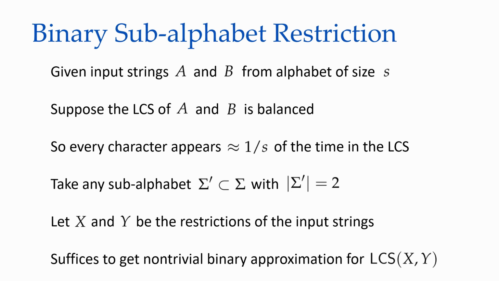Because the LCS is balanced, a better than half approximation for the LCS of x and y will recover a better than 1 over s approximation for the LCS of a and b. Intuitively, this is because the two characters in our binary sub-alphabet will account for about 2 over s fraction of the LCS. And then if we compose this with a better than half approximation, we'll get a better than 1 over s approximation overall. So this is one of the major insights in our work. We consider frequencies of characters in the LCS as well, not just the input strings, and then exploit the behavior there.